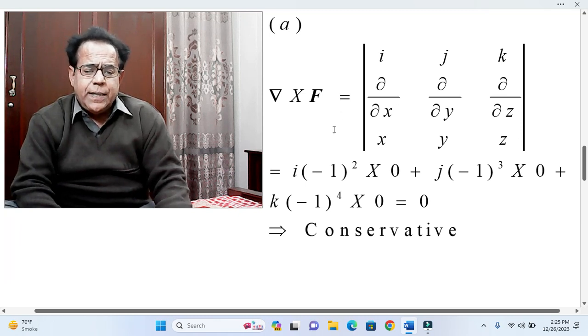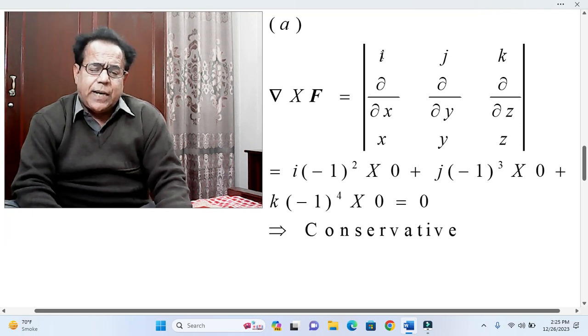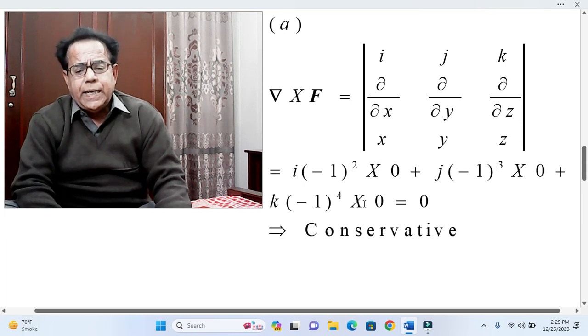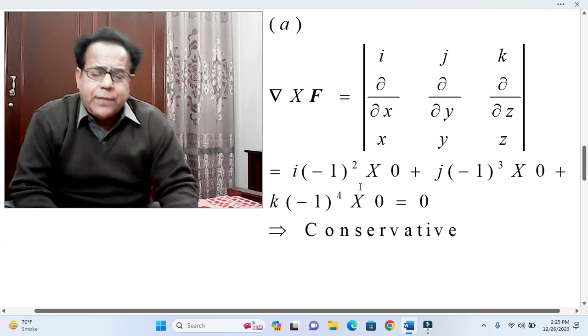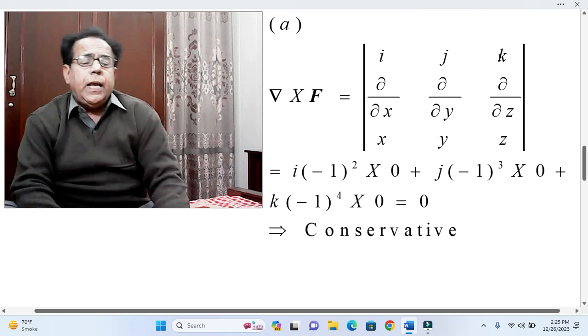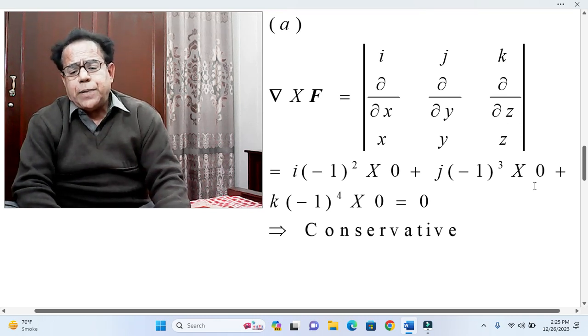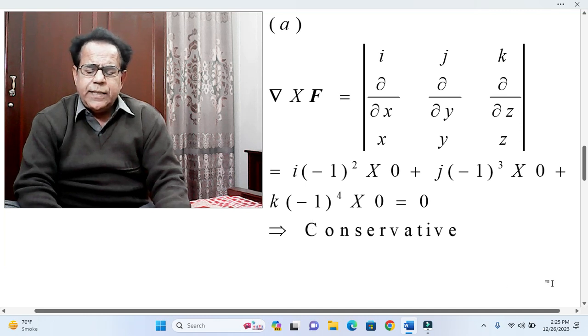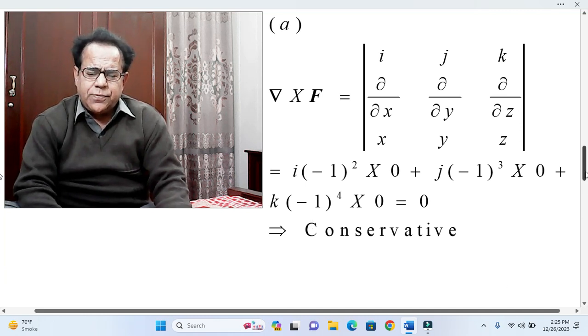Here i is occurring in the first row and first column, so 1 plus 1 equals 2, while j is occurring in the second column and first row, so 2 plus 1 equals 3, and an odd power of -1 is always minus, while k is in the third column and first row, so 3 plus 1 equals 4, and an even power of -1 is always plus 1. So dear students, when we expand this determinant, it becomes equal to 0. This implies that the force or field is conservative.